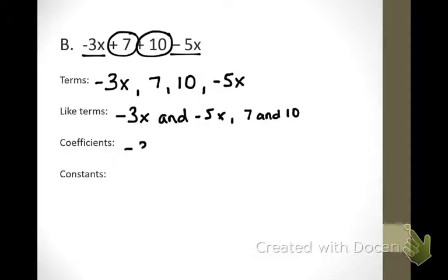-3, and is there any other coefficients? Very good, -3 and -5. The final thing I want to do for problem B is to find my constants. Just the girls tell me, what is a constant? The number that stands alone. Everyone say it? A number that stands alone. What are my numbers that stand alone? +7 and +10 is correct.